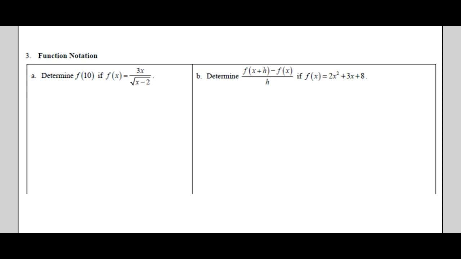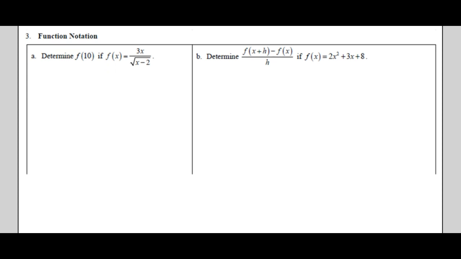Function notation. Oh, you know that stuff, right? Determine f of 10 if f of x is equal to 3. So what do we do? Okay, wait. Do you have the same thing? Am I missing something? Question 3, function notation, that's blank. Oh, okay. Write this down. How did that happen? Check the back of the other page. No, it didn't go there. It just got completely erased. That's just weird.